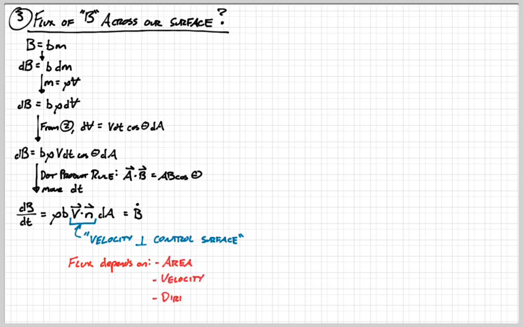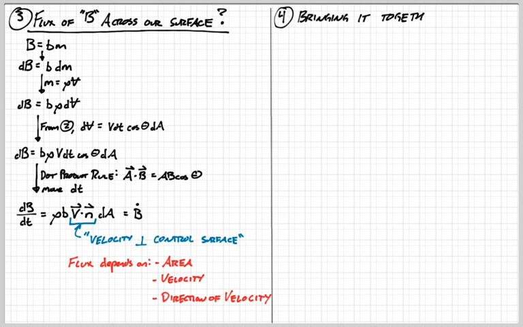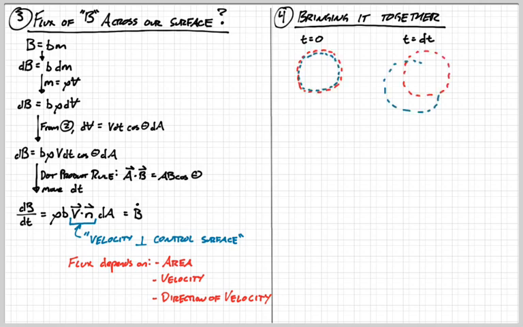So what we've learned here is that the flux of something across our control surface, in and out of our control volume, depends on the area, depends on the velocity, and it also depends on the direction of the velocity. So those bottom two bullets mean it's the perpendicular velocity that we're interested in. Now, we're going to start to pull this together, and we're going to do so by thinking about a control volume and a fluid system at two different times, time 0 and time dt.